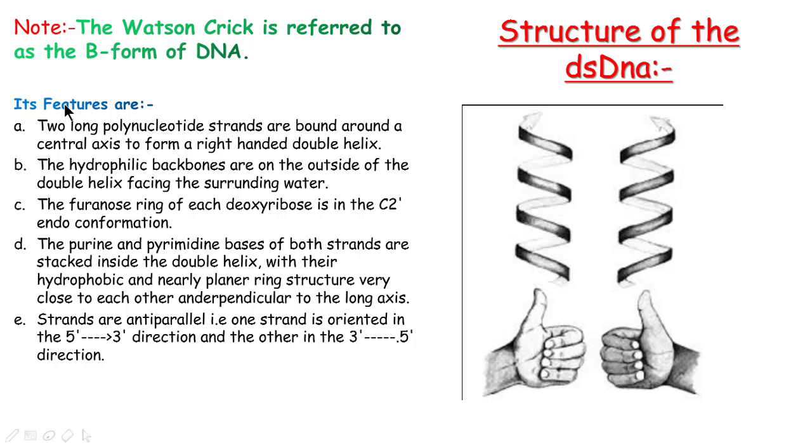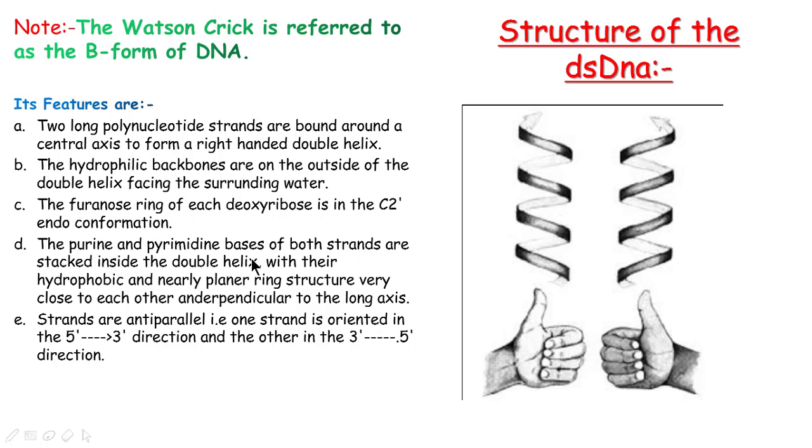Let's take a look. Its features are: two long polynucleotide strands are wound around a central axis to form a right-handed double helix. The hydrophilic backbone. What was the hydrophilic backbone? Do you remember? It is the phosphate. They are on the outside of the double helix, facing the surrounding water. The furanose ring of each deoxyribose is in the carbon number 2' endo conformation.